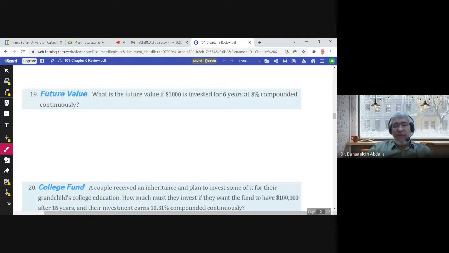What is the future value if 1,000 is invested? So this is P for 6 years, that's t, at rate r compounded continuously. So future value is S equals P e to the power rt. And just put it in the calculator and you will find that the answer is $1,616.07.